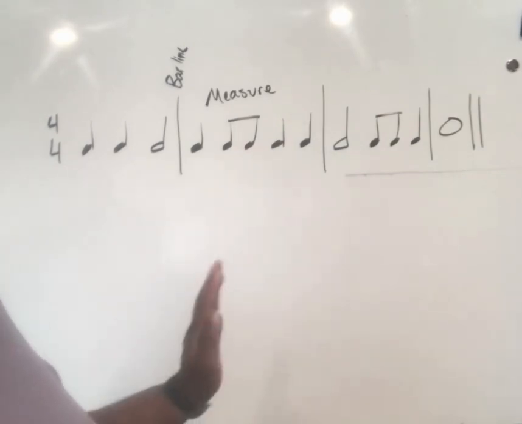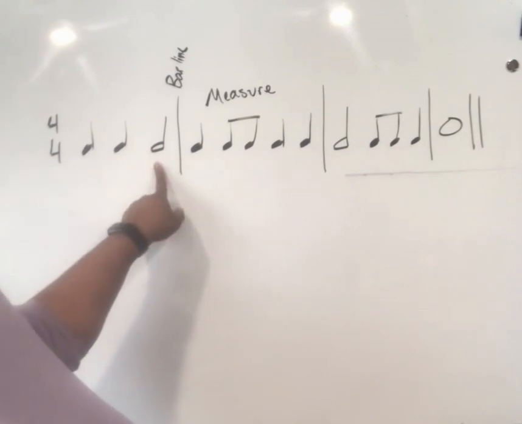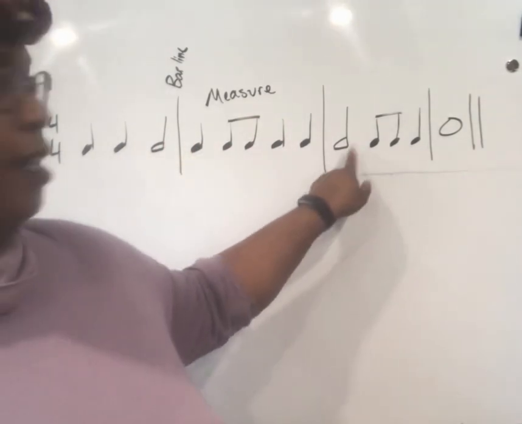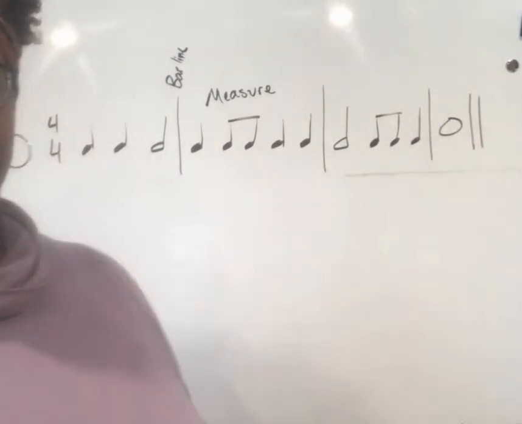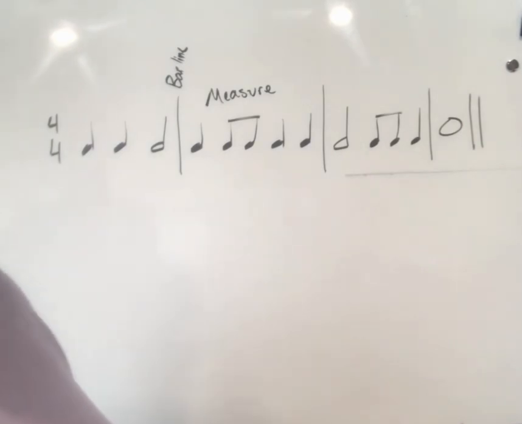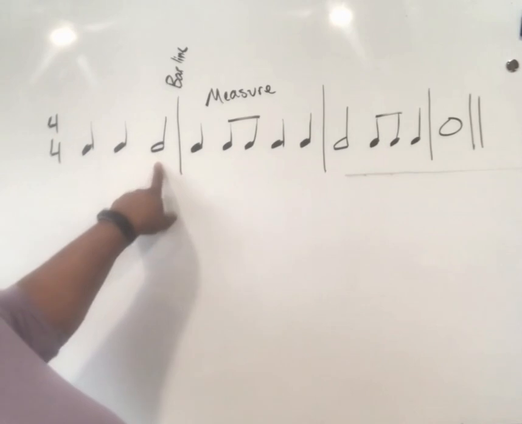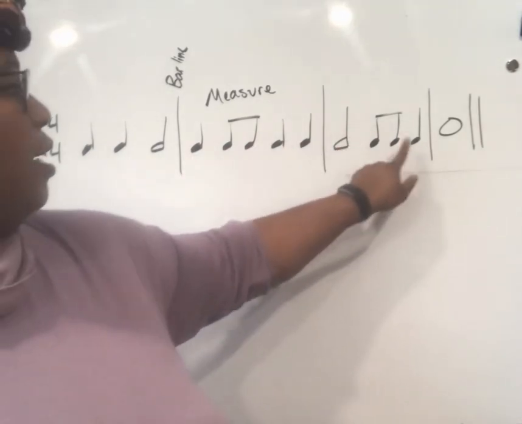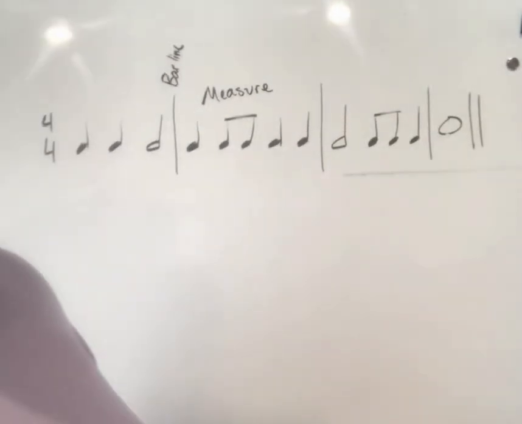So we would count this rhythm like this. Ta, ta, ta, ta, ta-di, ta, ta, ta, ta-di, ta, ta. Okay, and we'll do that again. Ta, ta, ta, ta, ta-di, ta, ta, ta, ta-di, ta, ta.